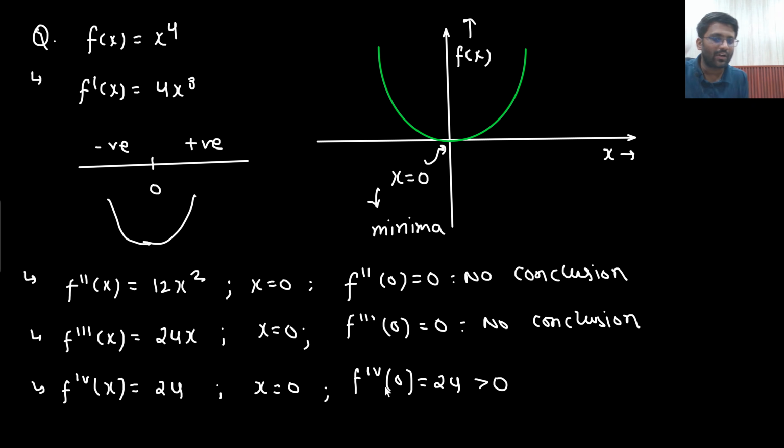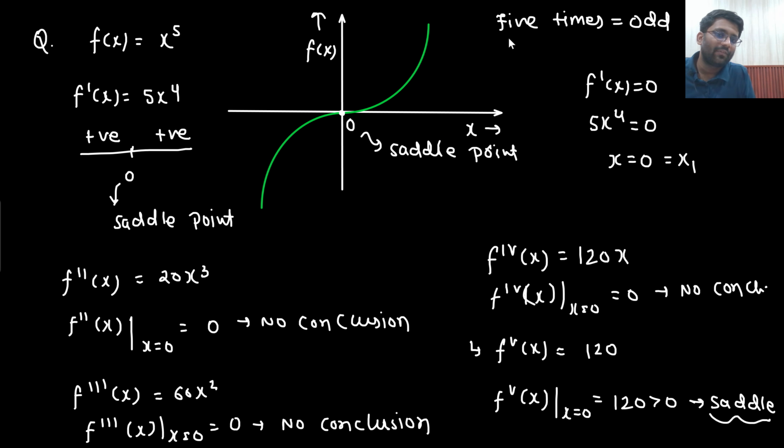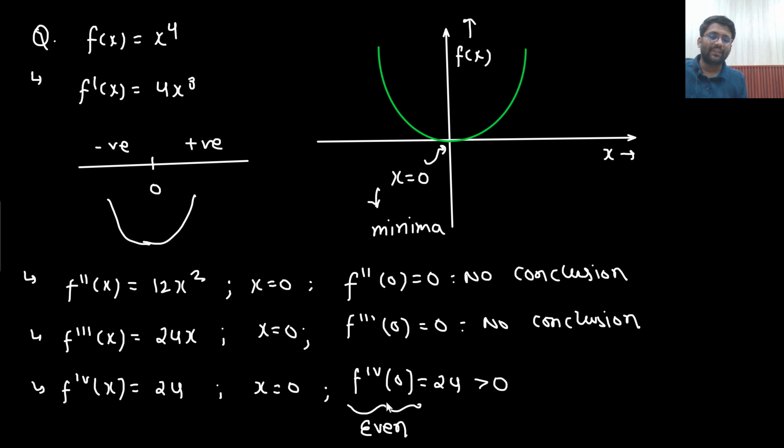So now I will see what order of differentiation I have done. Even order of differentiation. Last time I was doing 5 times differentiation, so that was odd order of differentiation. So if the conclusion was made in odd order of differentiation, then it would be a saddle point. But if the conclusion is made in even order of differentiation, then it would be either maxima or minima.